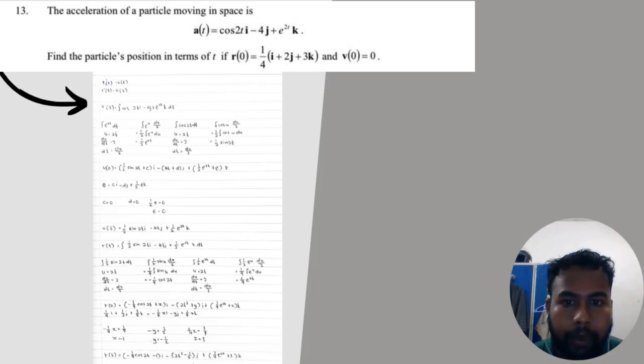And after that, you have to integrate the equation one more time, the velocity vector, and you have to separate it into three components too. And after that, you have to apply the initial condition for the second time, and you will get the value for the constant, and just replace the constant and combine the equation that we have separated into three components, and you will get the position vector.